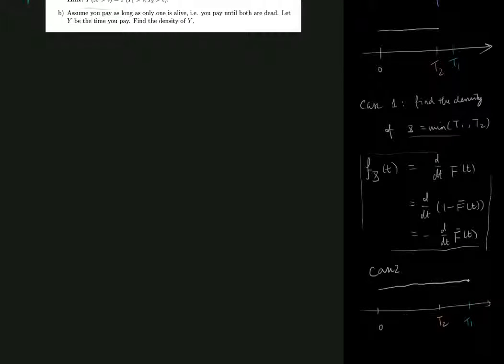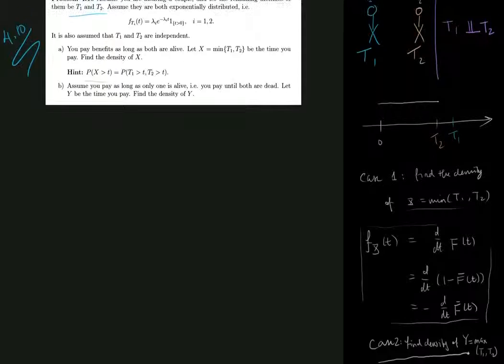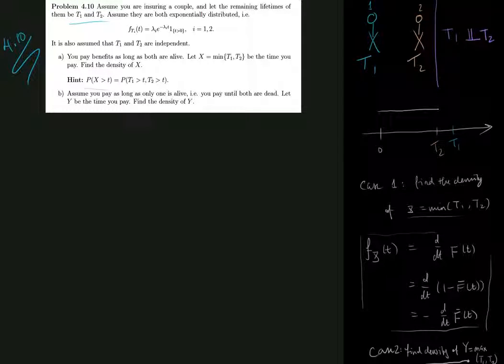What does that mean? Well, that actually means that we need to find the density of Y. So we want Y to be the length of time that we pay. We want to find the density of Y defined as the maximum of T1 and T2, right? Because we pay until the last one dies. So here Y is the maximum. And maybe we'll be able to use the same hint, maybe not. So that was just a reading of the exercise text with the relevant definitions written up. So look at the next videos for solutions.